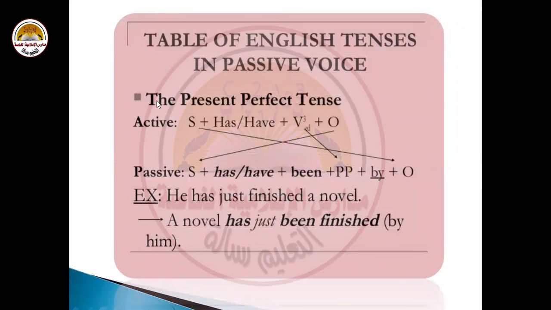The active sentence has a subject, has or have, plus past participle, and the object. This is the present perfect passive. The subject is at the beginning of the sentence, then has or have been, plus past participle. And you can write by at the end and write the object.